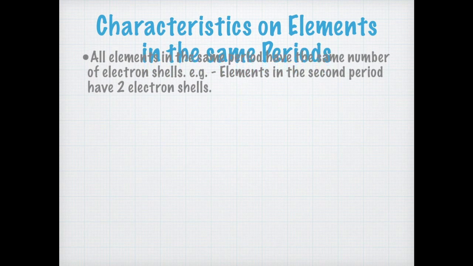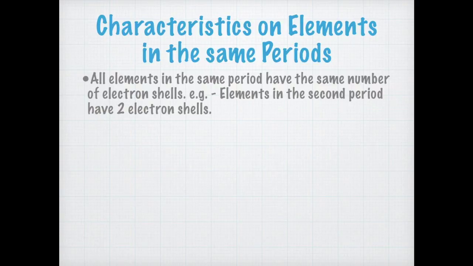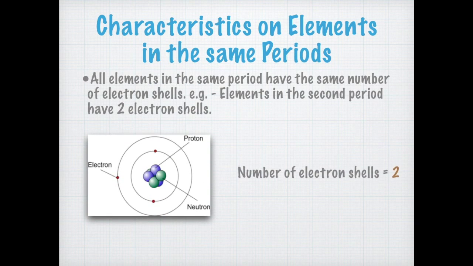Now let's move on to the next slide. Let's look at the characteristics of the elements in the same period. All elements in the same period have the same number of electron shells. For example, the elements in the second period have 2 electron shells. So what is an electron shell? I have demonstrated in the diagram I'm showing you. The shells in which electrons are circling the nucleus are called electron shells. So all the elements in the same period have the same number of electron shells. Just remember that.